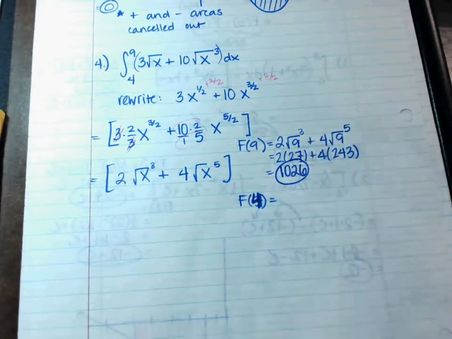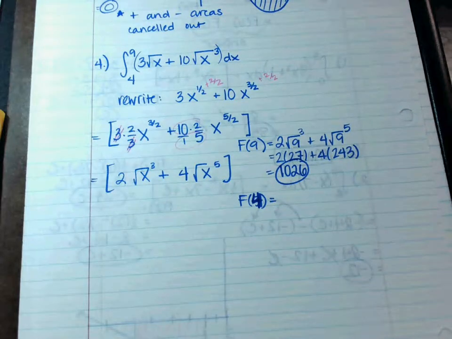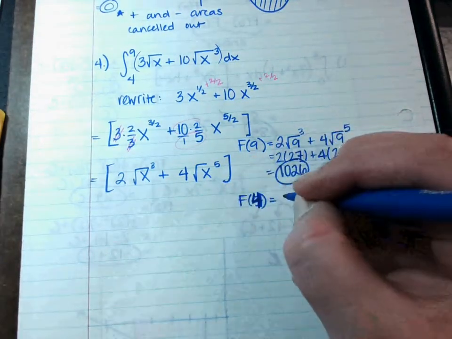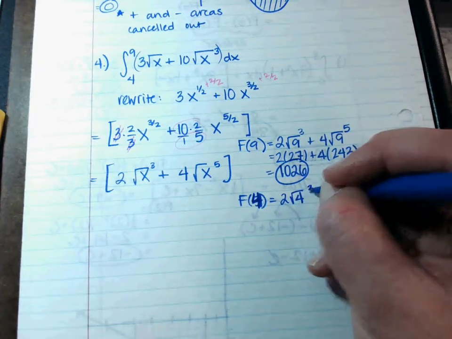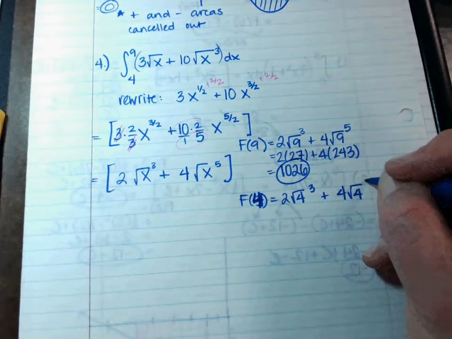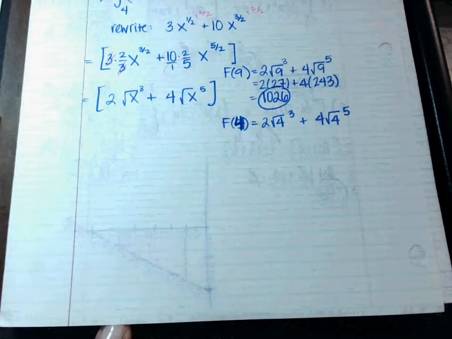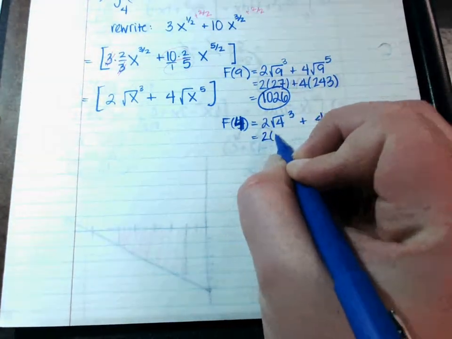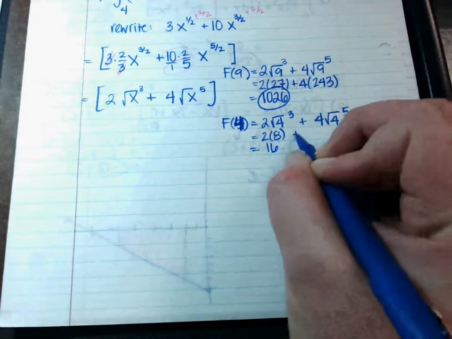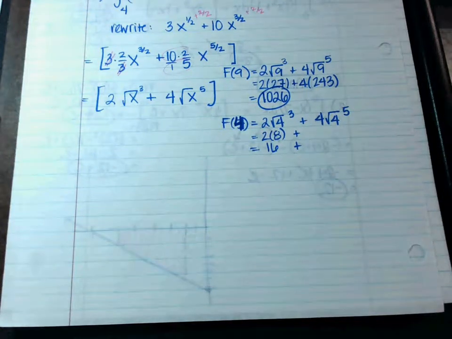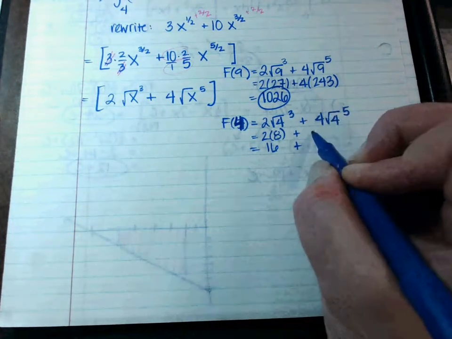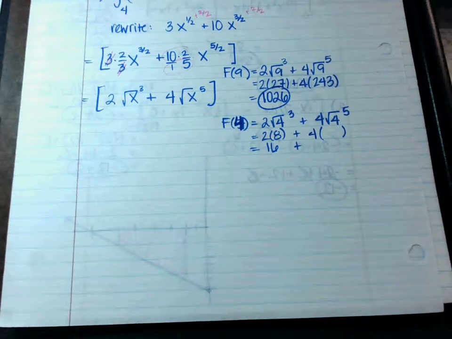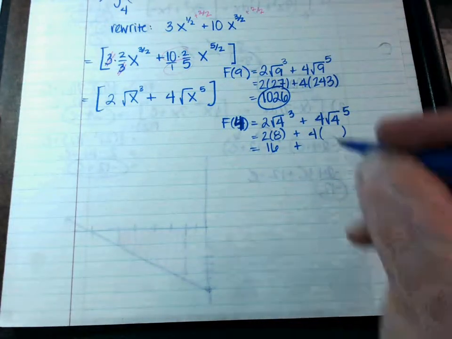Yeah. Okay, on bottom, F of 4, we're plugging in. This one we shouldn't need a calculator to do. It'd be 2 square root 4 to the 3 plus 4 square root 4 to the 5. Square root of 4 is 2. What is 2 to the 3rd power? 2 times 8, which comes out to be 16 plus. Then the square root of 4 is 2. 2 to the 5th is what? So 2 times 2 is 4, times 2 is 8, times 2 is 16, times the 5th 2 is 32.